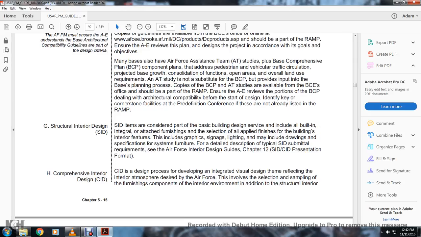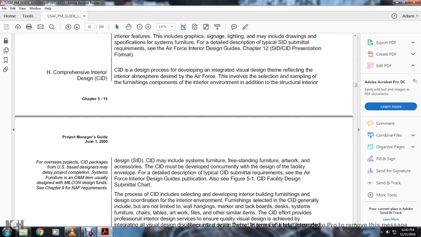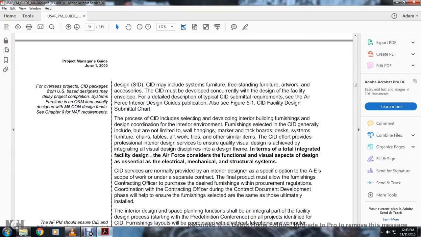The comprehensive interior design is a design process developing integrated visual design reflecting the interior atmosphere designed with the Air Force. It involves the selection and sampling of the furnishing components of the interior environment, in addition to the structural interior creative design. The comprehensive interior design may include system features, freestanding furniture, artwork, and accessories. This comprehensive interior design is developed concurrent with the design facility envelope, with a detailed description of the typical construction, comprehensive interior design, and subsequent requirements for the interior design guide publications. Also, see Figure 11.1 of the CID facility design submittals.